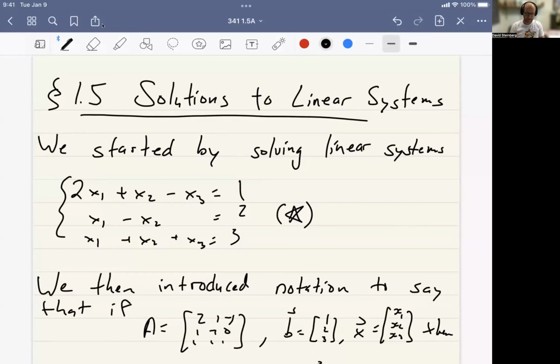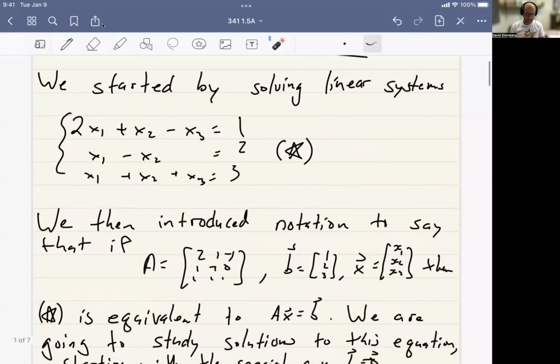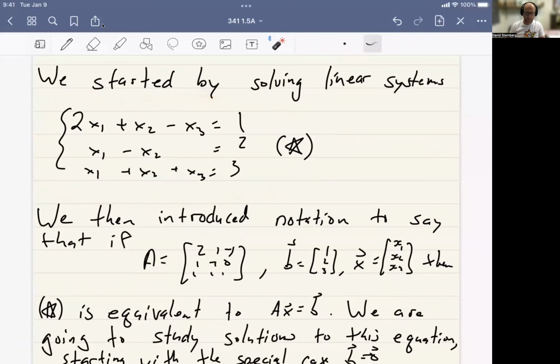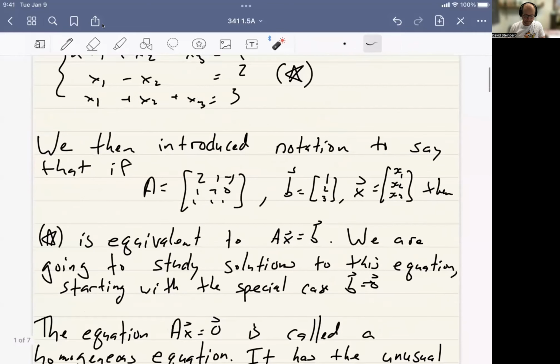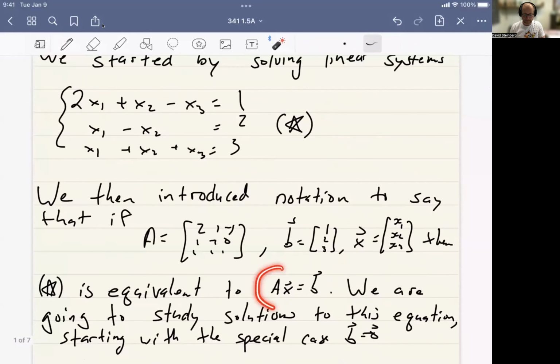So we started this entire term talking about solving a linear system like so. We introduced notation to say that if A is the matrix that picks up the coefficients of these equations, B is a vector that collects the numbers on the right-hand side, and X is the variable vector, then the star, our system of linear equations, is equivalent to the matrix equation AX is equal to B.